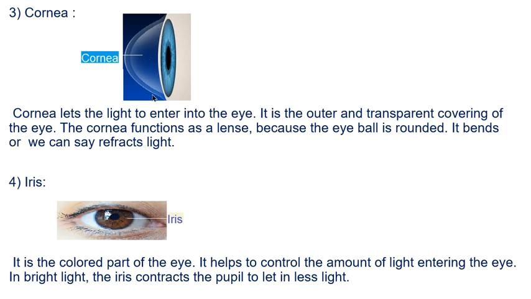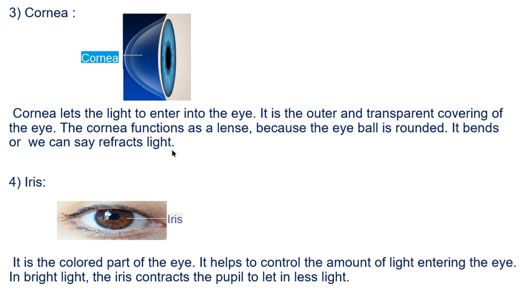It is outer and transparent, meaning objects can pass through. Light can pass through. It is transparent, we can see through it. So it is the outer and transparent covering of the eye. The cornea functions as a lens. Because the eyeball is rounded, it bends, or we can say refracts, the light.